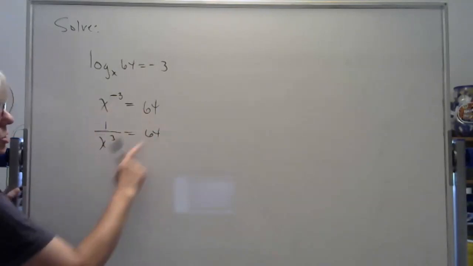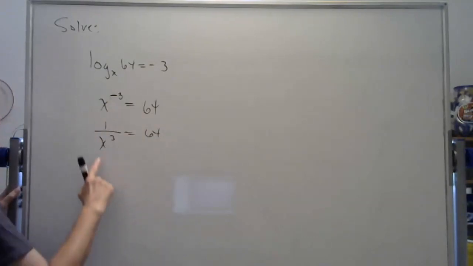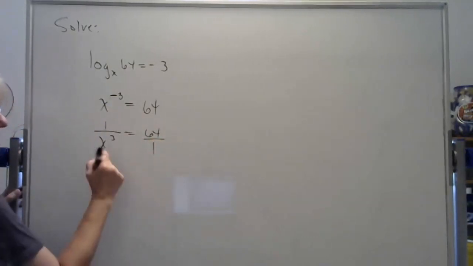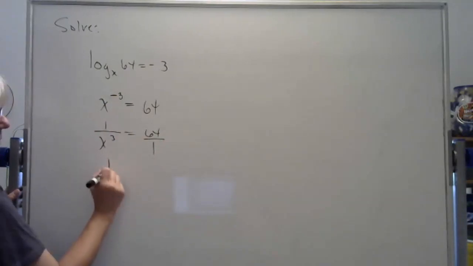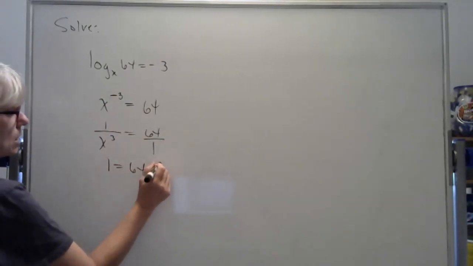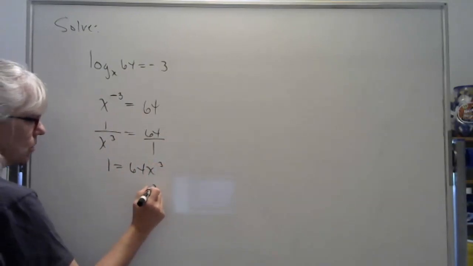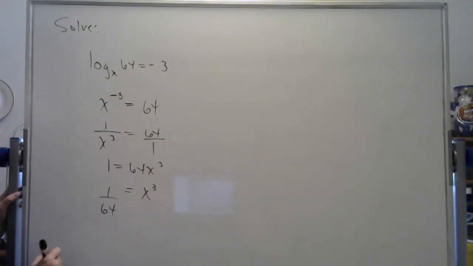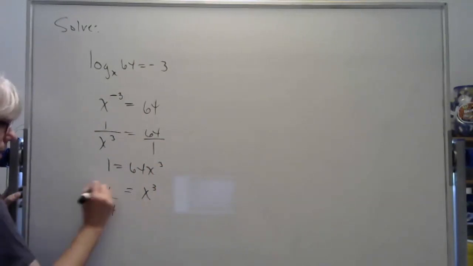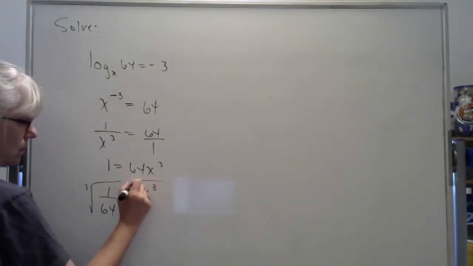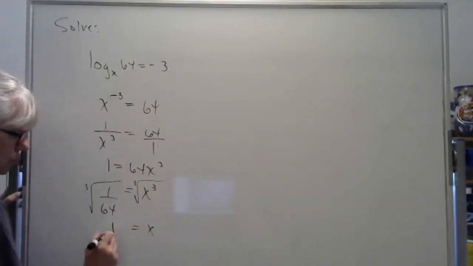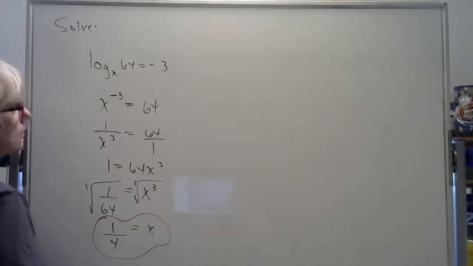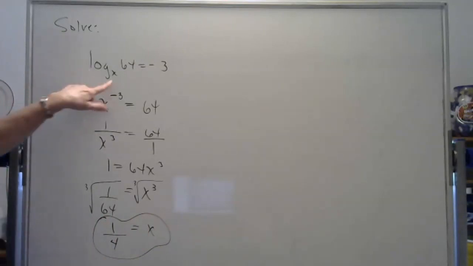So just handling the negative exponent, there are lots of ways you can interpret it, but I think this is the most straightforward. At this point, I'm going to cross multiply to get the x back into the numerator. So that would give me 1 equals 64x cubed, or x cubed is equal to 1 over 64. And then to get rid of the cube, we're going to cube root both sides. So x is equal to, the cube root of 1 is 1, the cube root of 64 is 4. So it turns out that x is equal to 1/4. So this would be log base 1/4 of 64 equals -3.